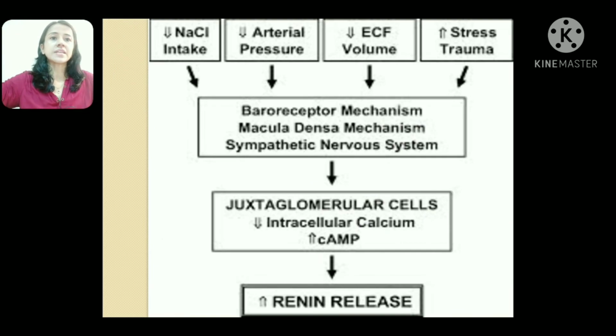So you can see here in the diagram, when sodium chloride uptake is reduced, or when arterial pressure decreases, or when extracellular fluid volume decreases, or because of stress and trauma when sympathetic nerves are stimulated, then they stimulate JG cells and they increase renin release.